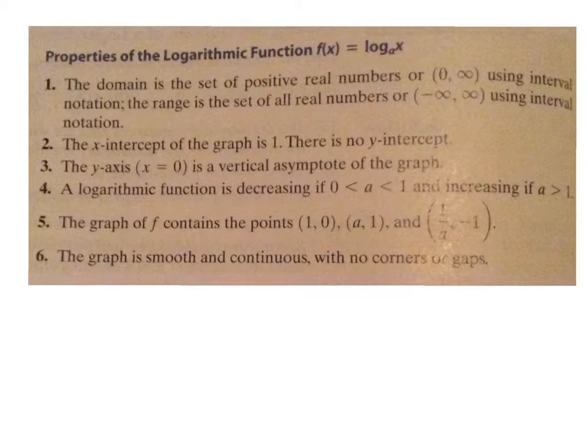Now, a logarithmic function is strictly decreasing if our base is a fraction, and it's increasing if it's a number greater than 1. Now, assuming there's no constant in front, assuming it's just log base a of x, these 3 points are on your graph: (1, 0), (a, 1) where your base is the x coordinate with 1 as the y coordinate, and then (1/a, -1). And the graph is smooth and continuous.